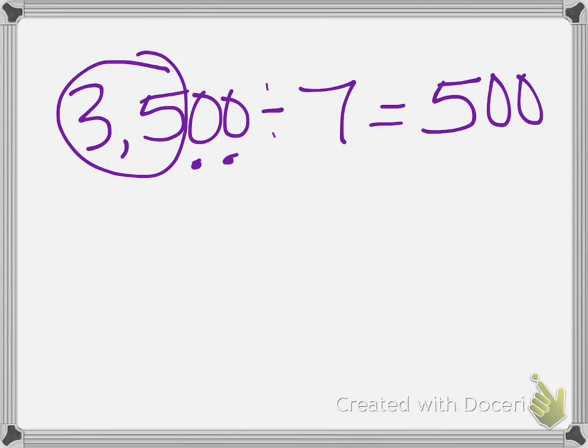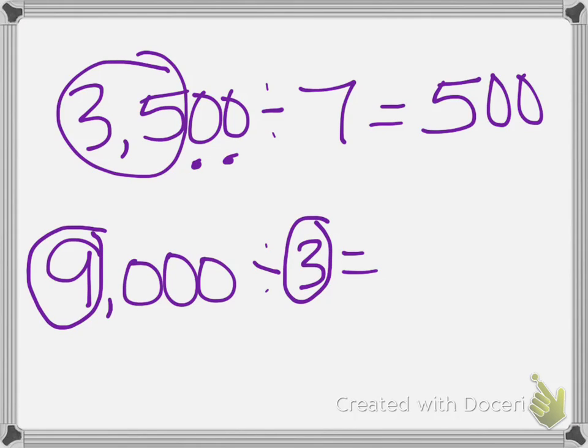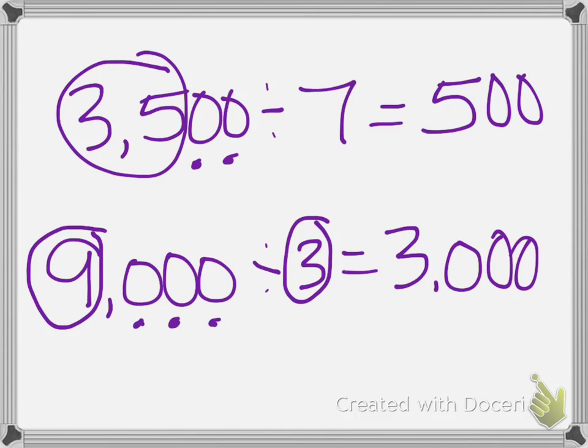One more example would be 9,000 divided by 3. And for this one, I'm just circling my furthest place value because I know that 3 goes into 9. And 3 goes into 9 3 times, but then I need to multiply it by 1,000 since I have the 3 zeros. And that's going to give me 3,000 as my final quotient.